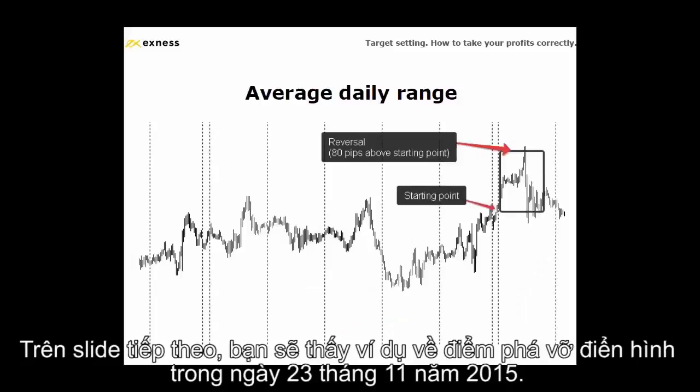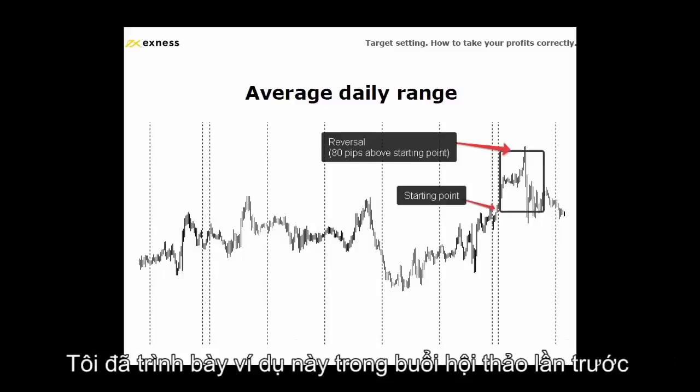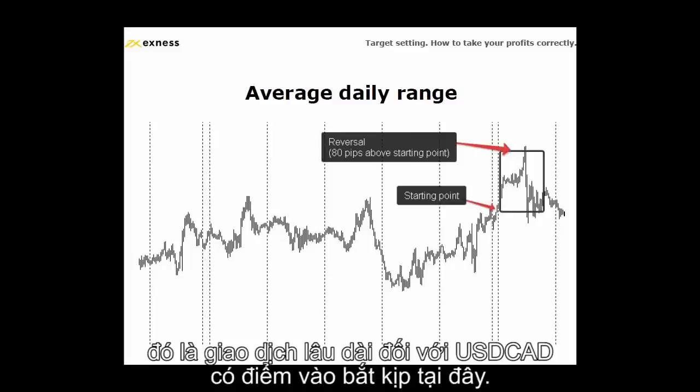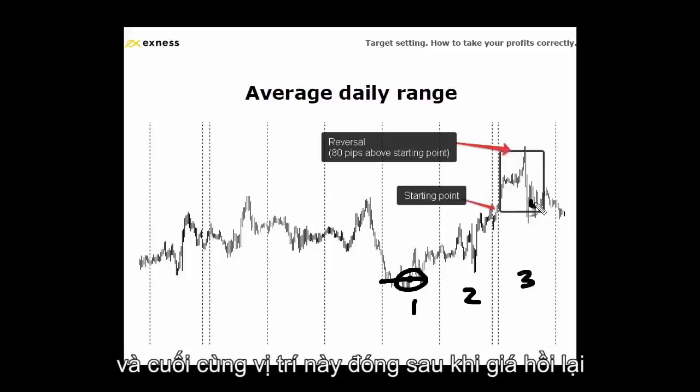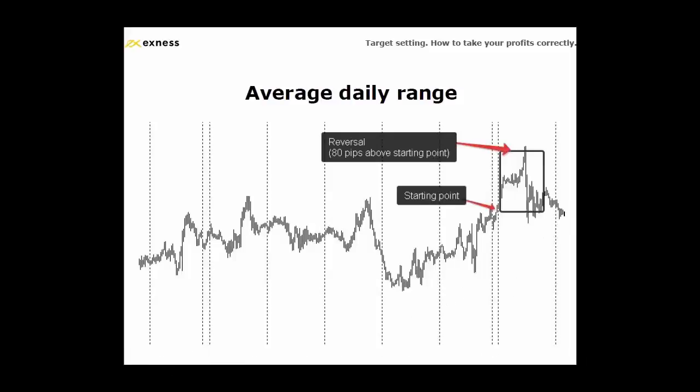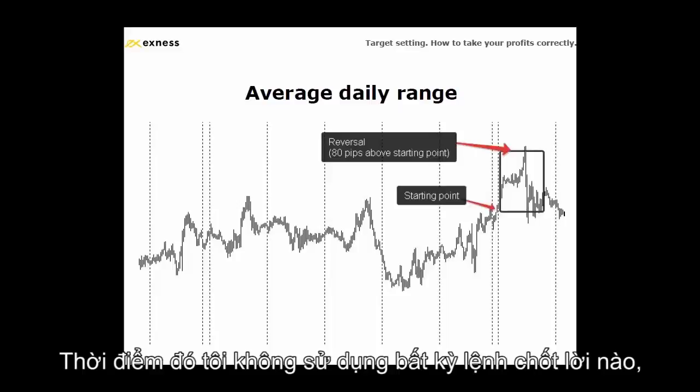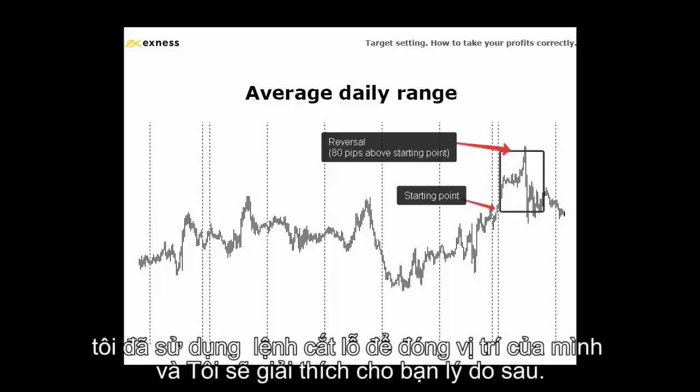On the next slide you see an example of a typical false breakout that occurred on November 23rd, 2015. I was showing you this example on one of the previous webinars. It was a long trade from American dollar versus Canadian dollar captured here. I was holding this position for 3 days and finally closed it on a pullback. At that time I was not using any take profit orders, I was using a trailing stop for closing my position, and I will explain later why.